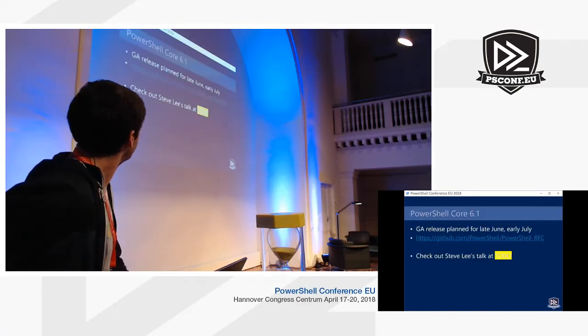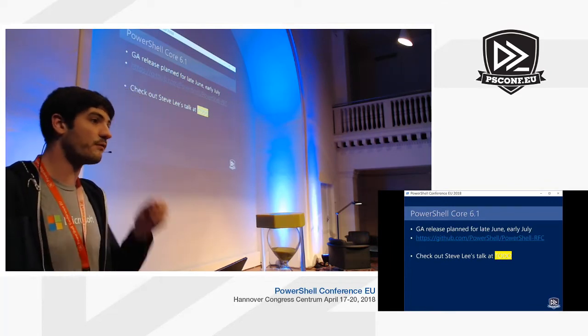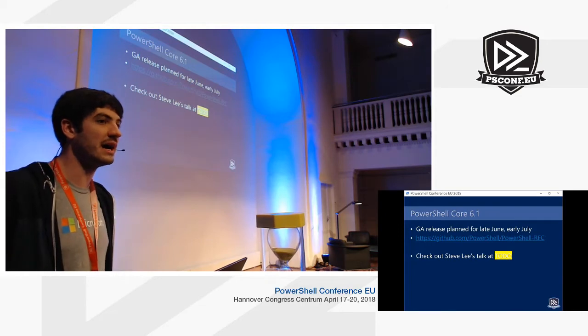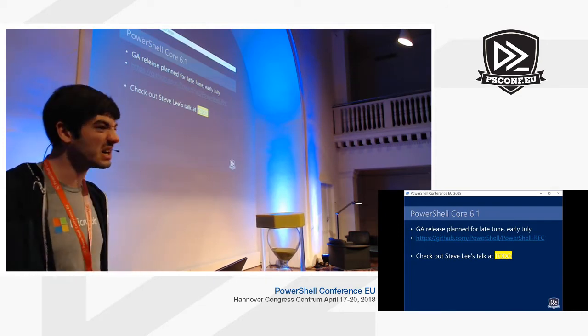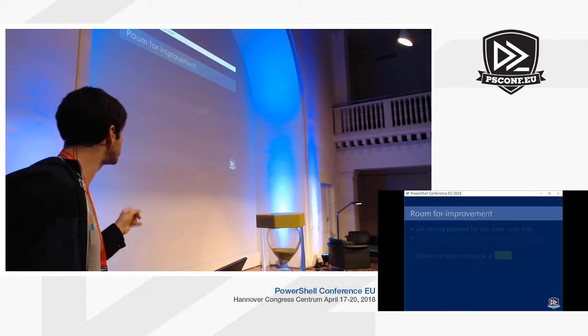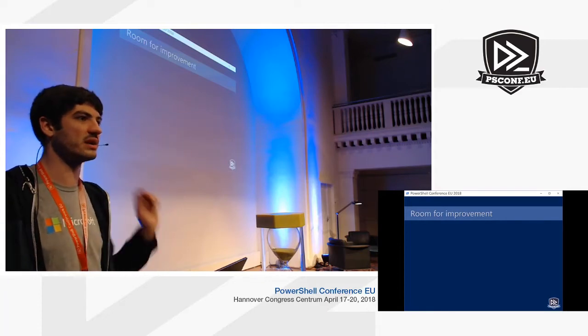Great. So PowerShell Core 6.1, again, GA release is planned for late June, early July. I think we have another preview coming out next week or the week after. There's a ton of good stuff that's been added there. Check out Steve's talk whenever it is, if anybody looks at the schedule and yells it out later.